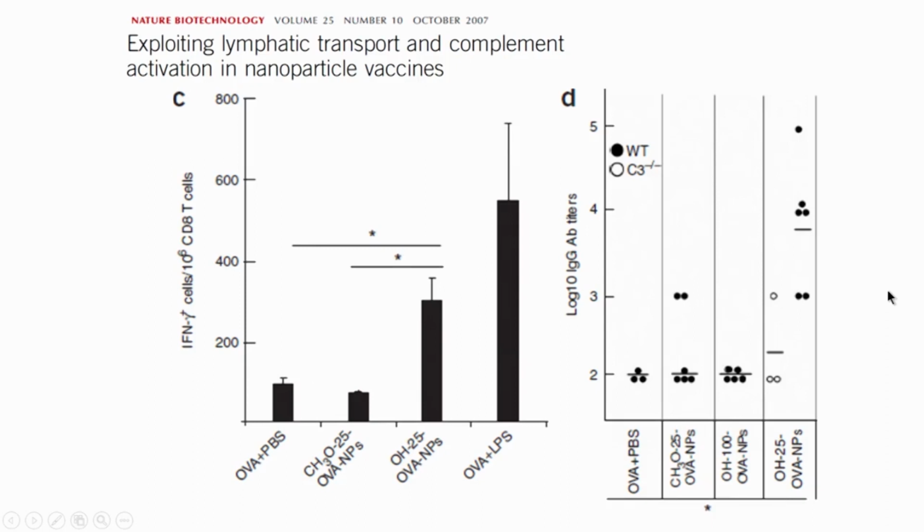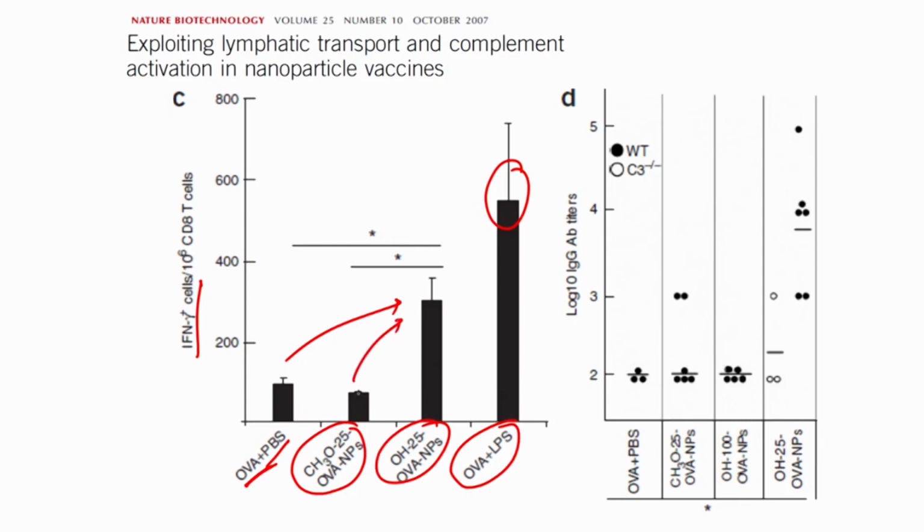And then you can exploit this to see what happens when you deliver an antigen. In this case, ovalbumin along with PBS, or ovalbumin along with these particles, or the positive control, which is LPS. Now you see that you can get quite a lot of interferon gamma cells, showing a functional increase. You do not get as much as with LPS, but compared to naive and non-nucleophilic particles, you get a much higher response.